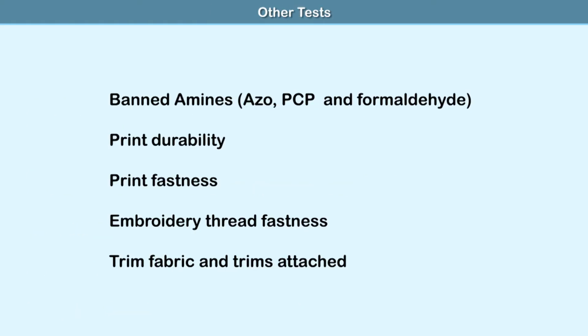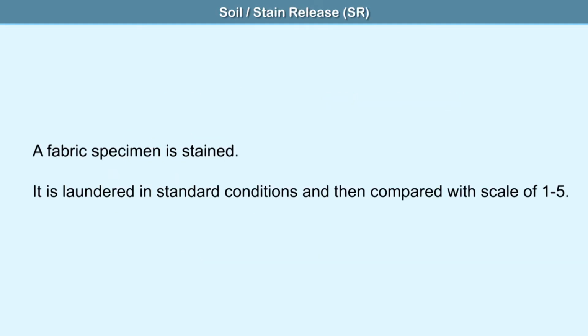Other tests can include banned amines, azo, PCP and formaldehyde, print durability, print fastness, embroidery thread fastness, trim fabrics and fabric and trims attached. Soil stain release: a fabric specimen is stained. It is laundered in standard conditions and then compared with scale of 1 to 5.